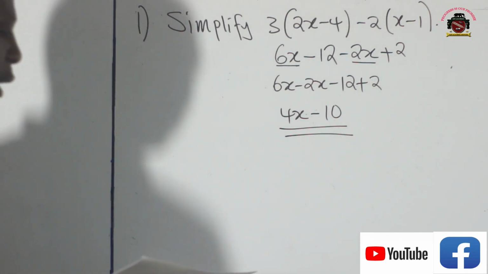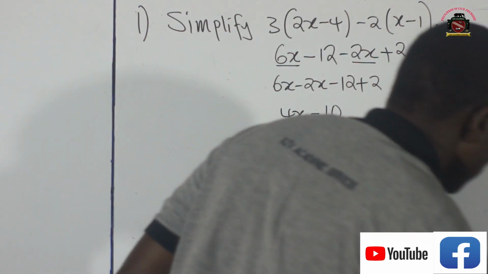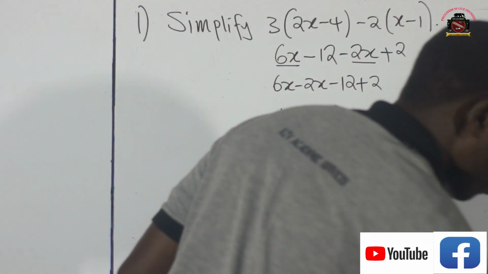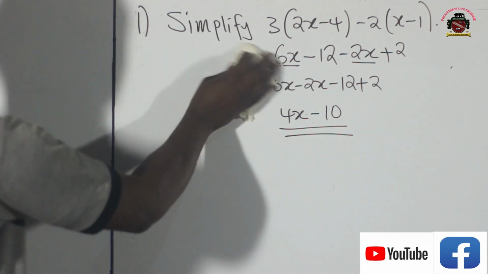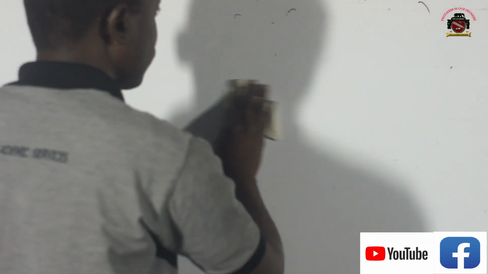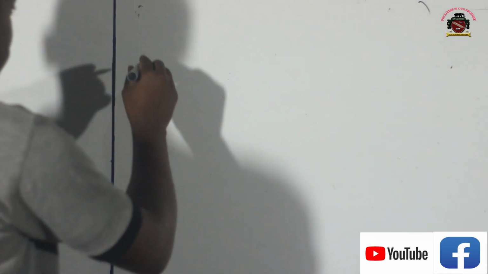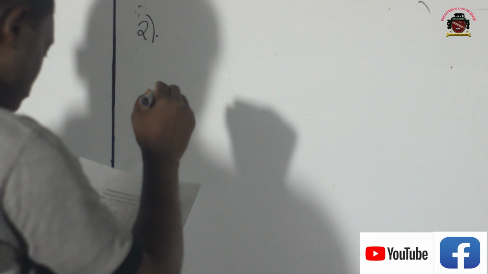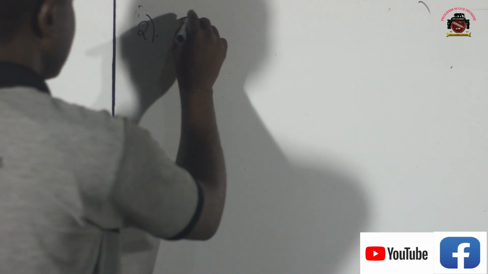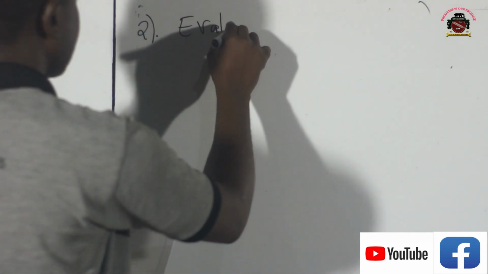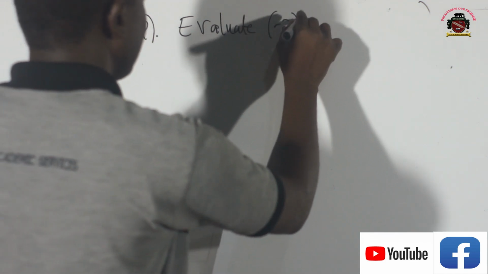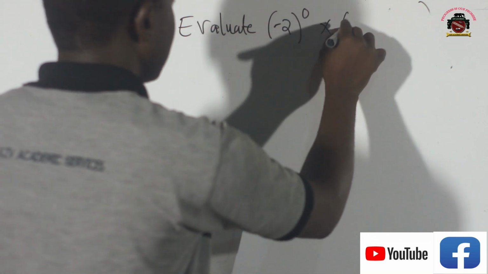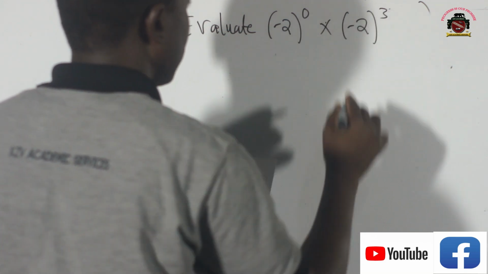So the second question, I'm going to erase the first one. We move on to number 2, question 2. So question 2 is evaluate (-2)^0 times (-2)^3.